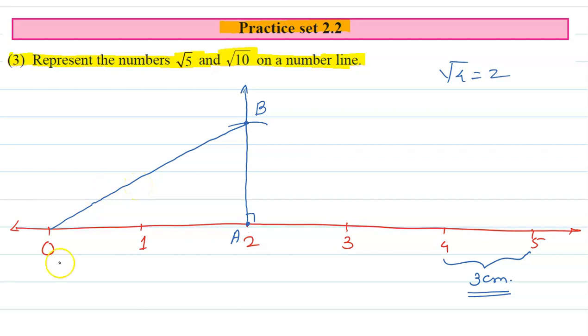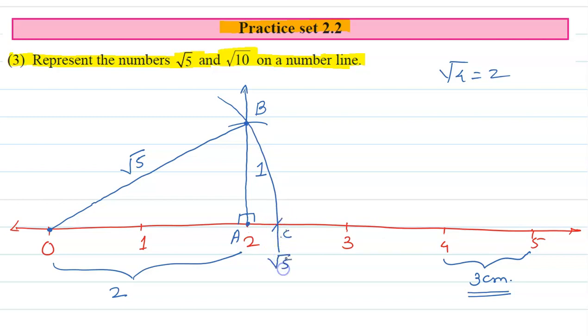Now as per the Pythagoras theorem, this distance becomes 2 units and this distance is 1 unit. So definitely 2 square is 4, 1 square is 1. 4 plus 1 we have 5. So square root of 5 becomes the value of our hypotenuse for the right angle triangle OAB. Now this root of 5 we have to plot on the number line. So take center as O and radius as OB. Make an arc like this, so that we have this point, let it be point C, and that should be the point root of 5 on the number line.